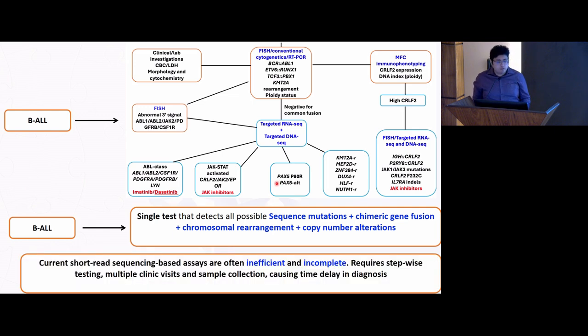So the point that I'm trying to impress upon you is that current sequencing assays, which are short read based, are often inefficient and incomplete. It requires stepwise testing, multiple clinic visits, and sometimes even multiple sample collection, which causes lots of time delay in the diagnosis.